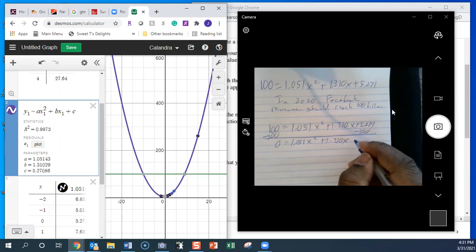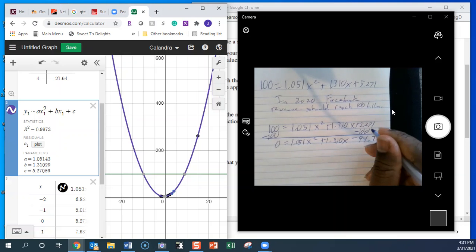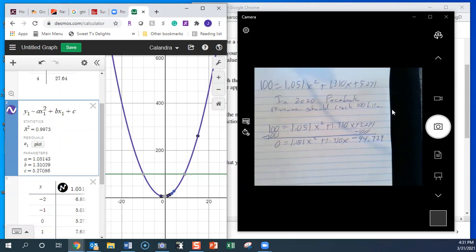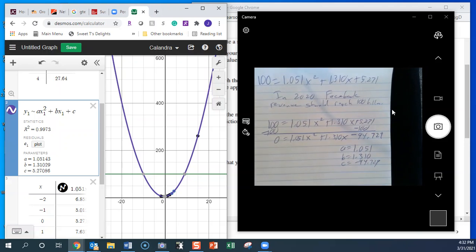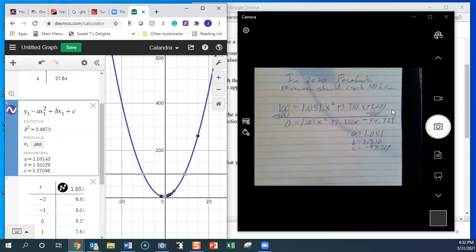Then if we subtract that, that would give us a negative 94.729. Okay, so now we will list our A, B, and C. A will be 1.051, B will be 1.310, and C will be a negative 94.729. So we will use the quadratic formula.